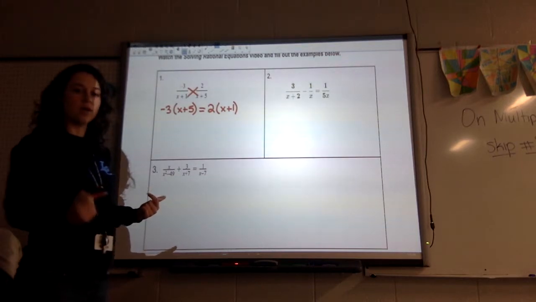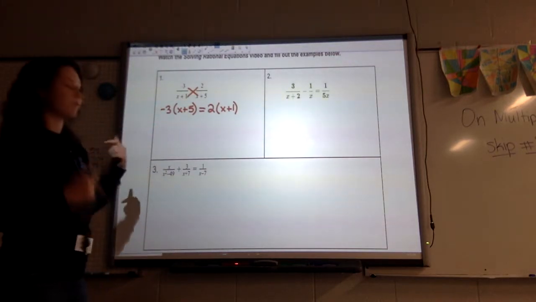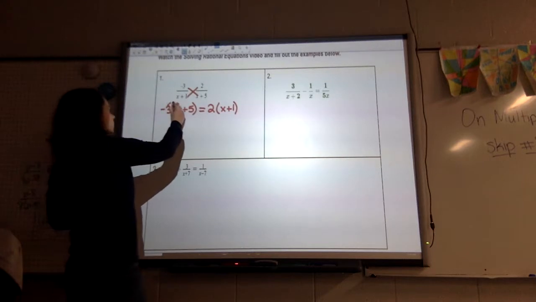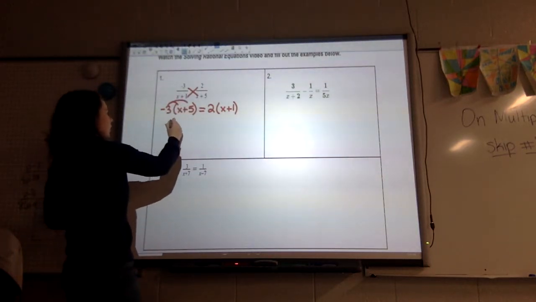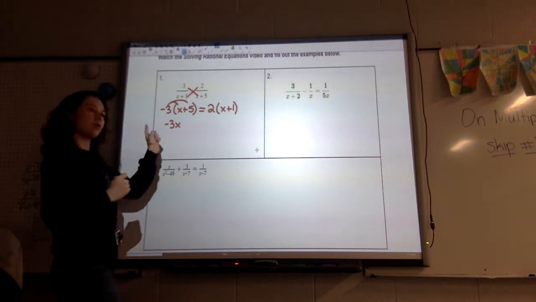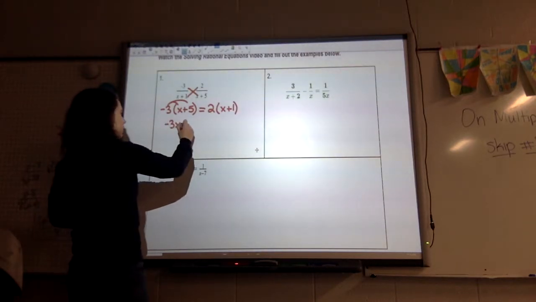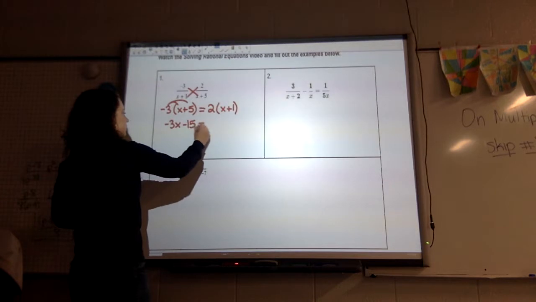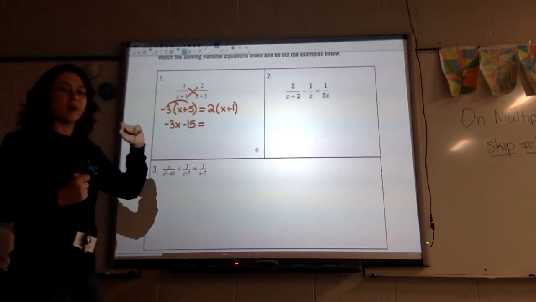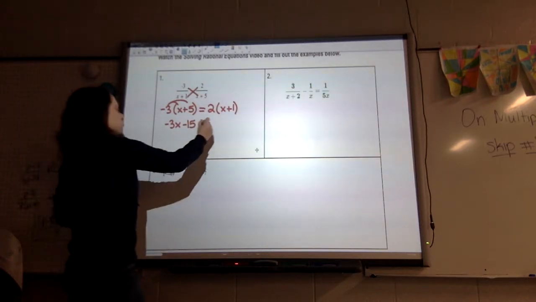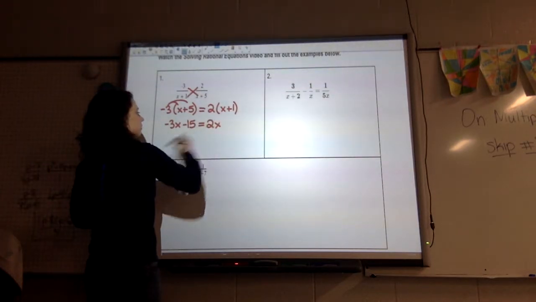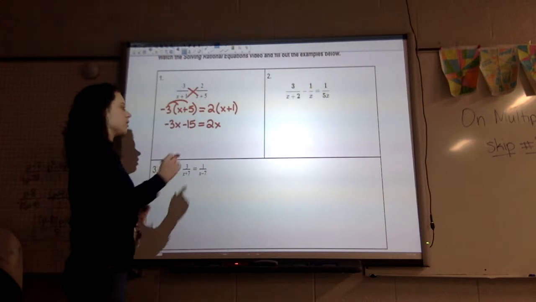So just so I make sure that I don't forget to distribute, I'm going to put x plus 1 in parentheses. Okay? So to solve this equation, my first step is to go ahead and distribute. So I have negative 3 times x, which is negative 3x, and negative 3 times 5, which is negative 15. Then I go to the other side of my equation. I'm taking 2 times everything in parentheses. So 2 times x is 2x. 2 times 1 gives me 2.